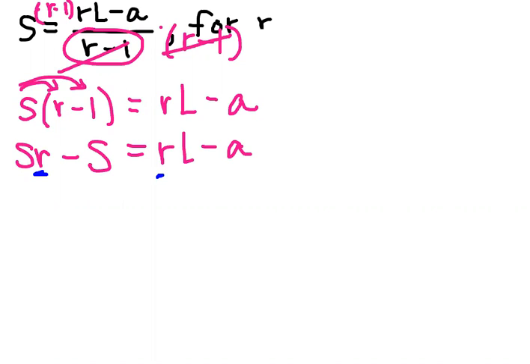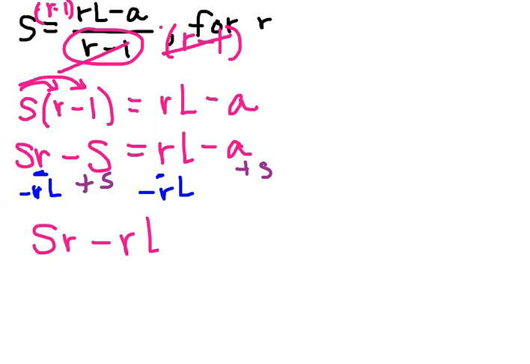So in order to get those together to factor out the R, I'm going to subtract the RL to the right-hand side. And at the same time, because that positive S, I don't need it to be there, I'm going to go ahead and add it over to the right-hand side. So what that results in is an SR minus an RL equals an S minus A, or you could have done negative A plus S.